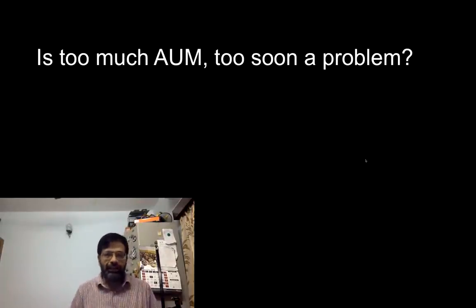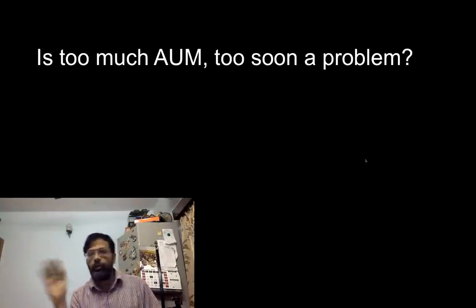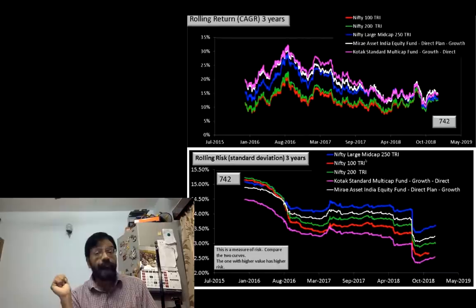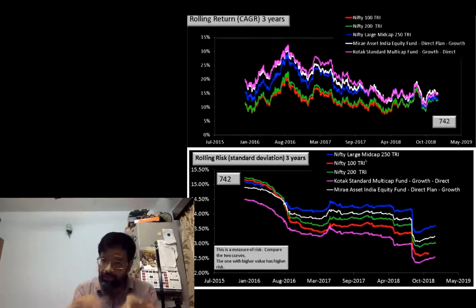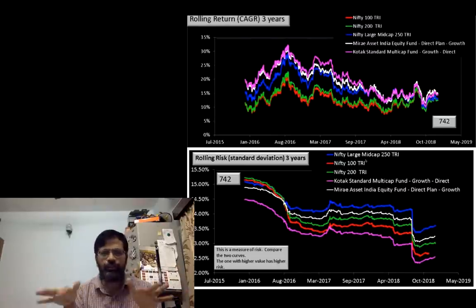One way to check is, we look at another fund in the same category, which is as good a performer as Kotak Multicap, and that fund is the Mirae Asset India Equity Fund. I am an investor in this fund. This fund only has about 9,000 crores, I think, or so. It doesn't have too much AUM.